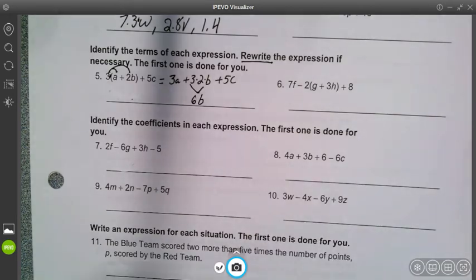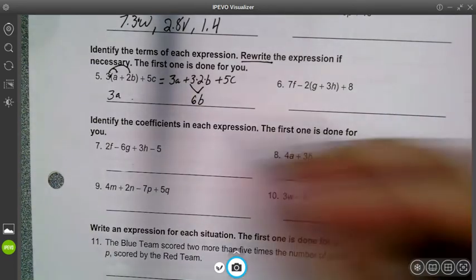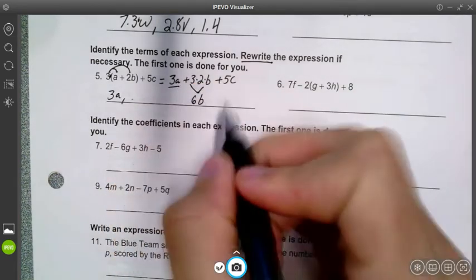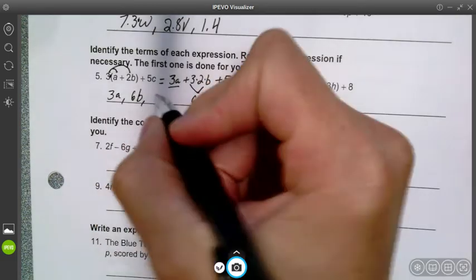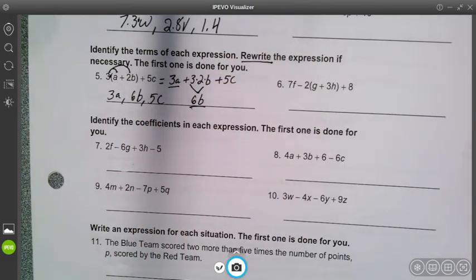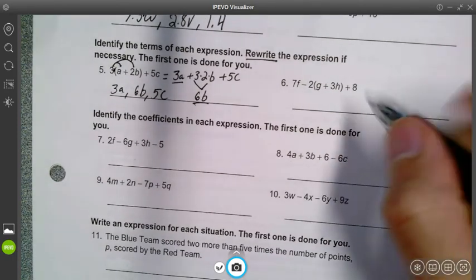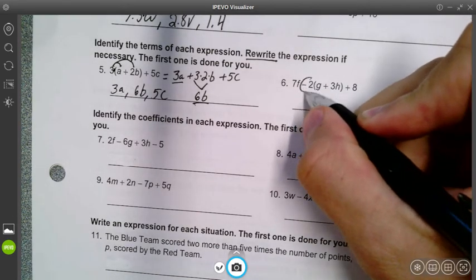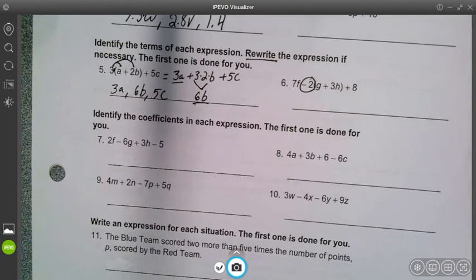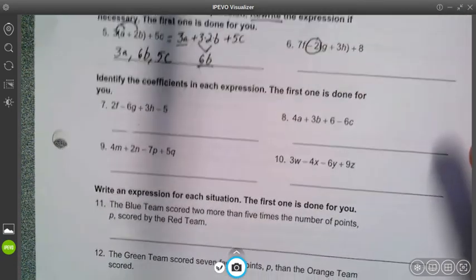Okay, so then my terms here would be 3a right here, 6b, and 5c. See if you can apply the same strategy to number 6. A little bit of a hint, this is a -2. So do watch your signs as you're doing number 6 here.